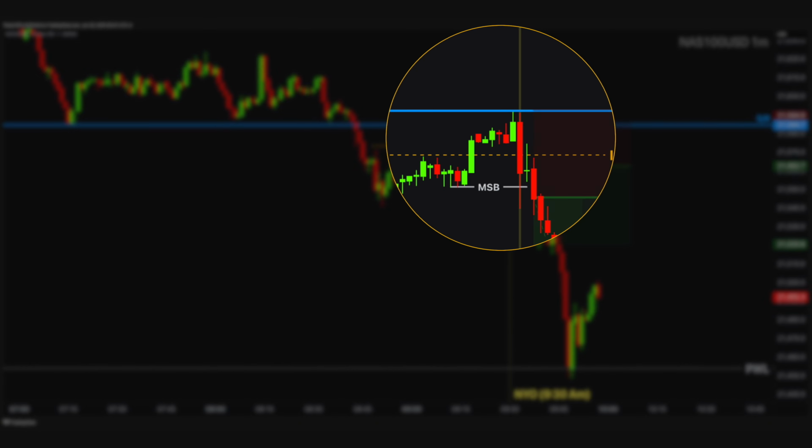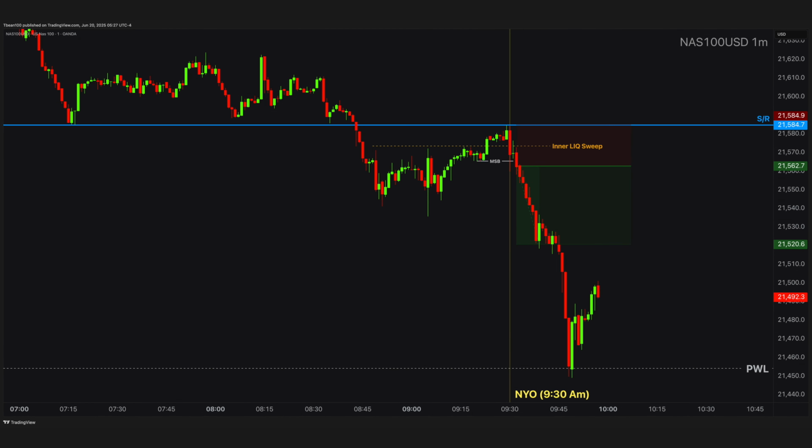Secondly, what happens here is actually a micro market structure break, but in my opinion, catching this is not easy at all. It happens so fast, there's no time to react to what is happening.